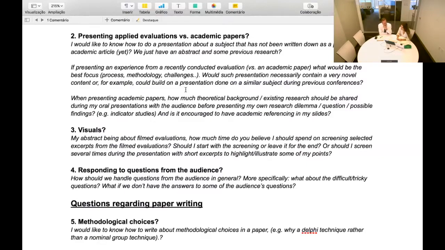Then the second question is about if presenting experience from recently conducted, what would be the best focus? So first of all, you are giving a presentation to an audience in a very limited time span, 15 minutes maximum. You want to really have the audience go home with 1 or 2 thoughts, key thoughts, not more than that. So really make sure what is the message that you want to convey.